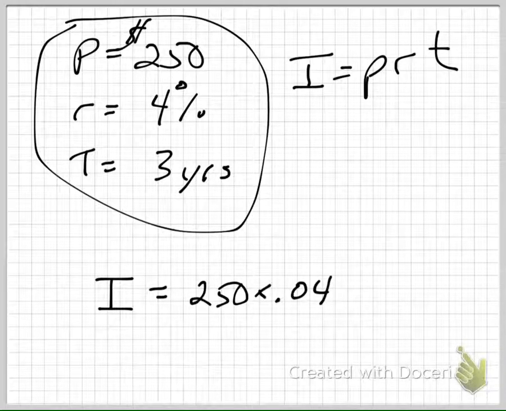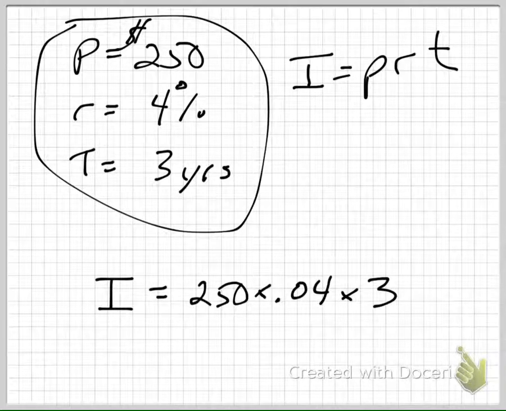0.04 times, what's the time? 3 years. What if I had said 6 months? What would you put down for time then? It would be half, right? What about 3 months? What would you put down? 0.25. That's a quarter. 3 months is 1/4 of a year, so you'd put 0.25, right?